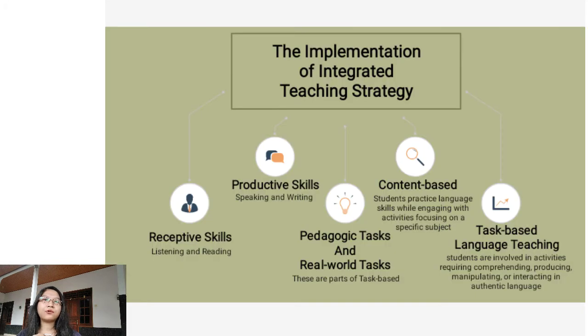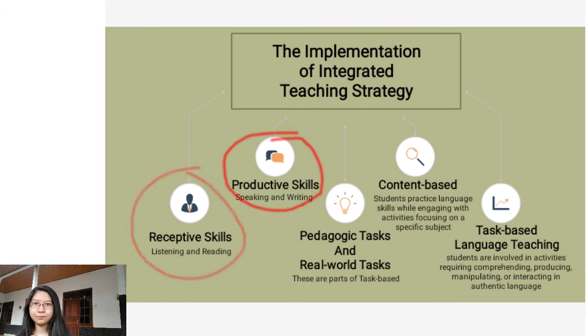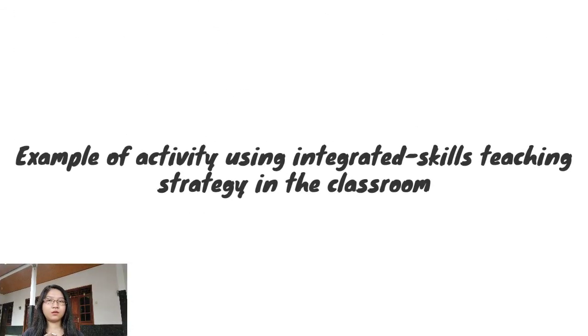Therefore, perhaps the easiest way to start the integrated skill in the learning process at the class is by combining the receptive and productive skills which are used across the same medium. While here I will provide an example of a learning activity which combines 2 English skills according to Constitution 2018.